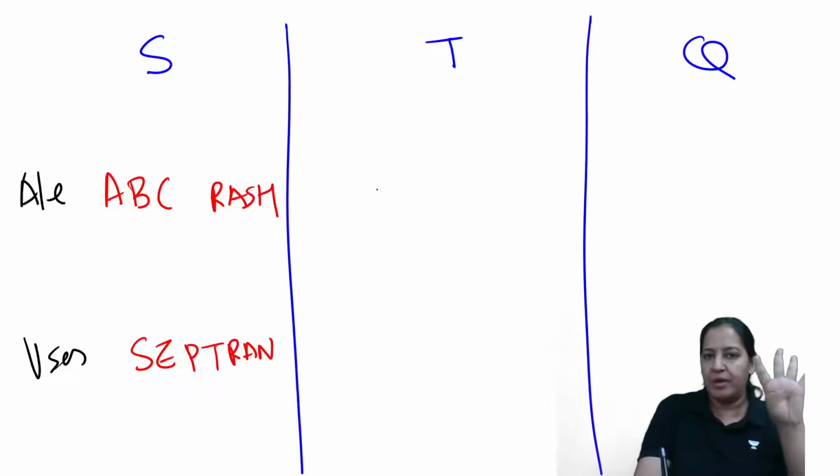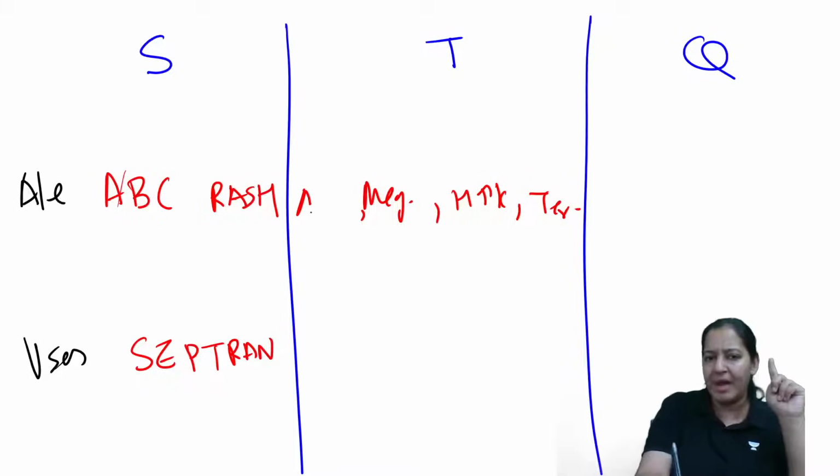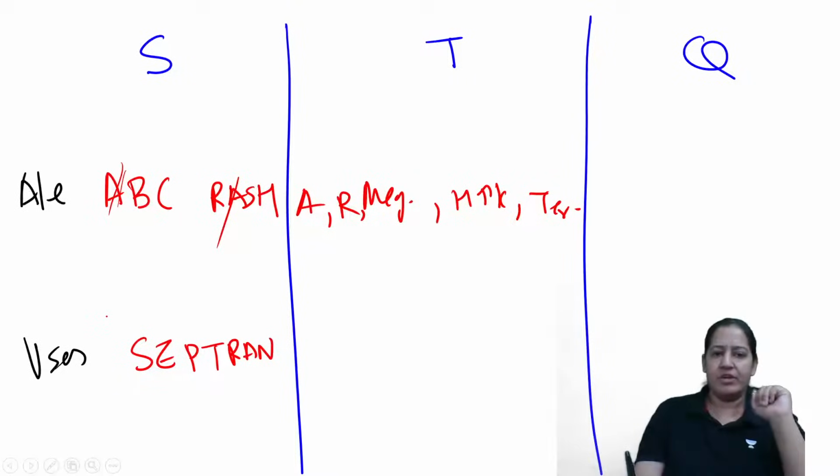Trimethoprim adverse effects, there was no mnemonic. But the important ones were megaloblastic anemia, hyperkalemia, and teratogenic. You have to learn these things. Along with this, two are common: aplastic anemia is in both, and rash is always there. So these two are common. A and R are common here. Right? Rest is in front of you.